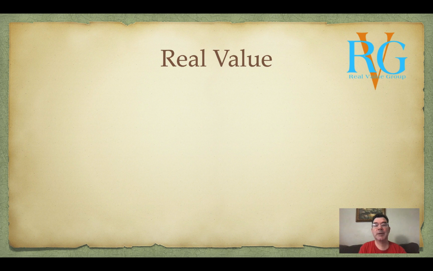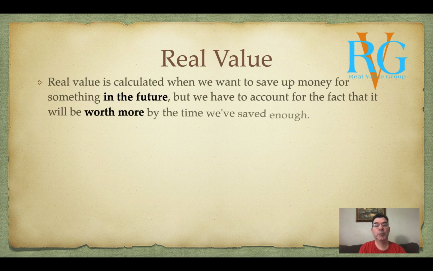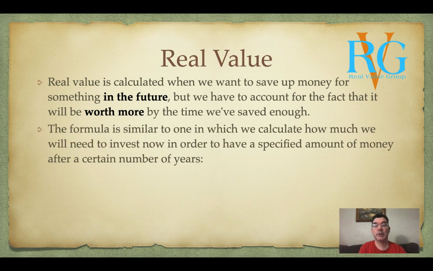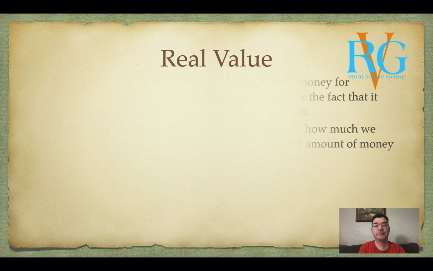And the last concept that we need to talk about is real value. Real value is calculated when we want to save up money for something that is in the future, but we have to account for the fact that it will be worth more by the time we've saved enough to buy it. So the formula is very similar to one in which we calculate how much we need to invest now in order to have a specified amount of money after a certain number of years. And so we're rearranging it so that we are solving for P instead of solving for A.